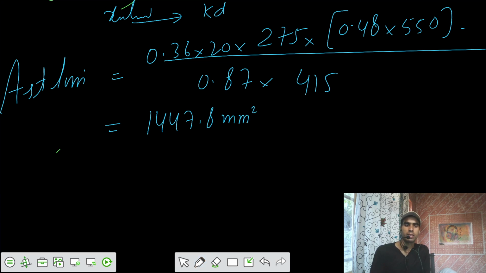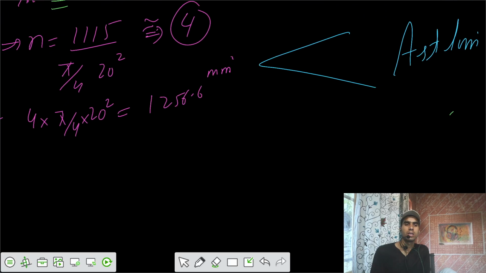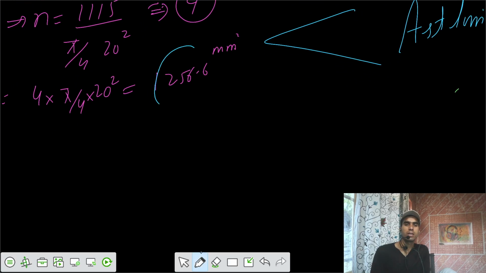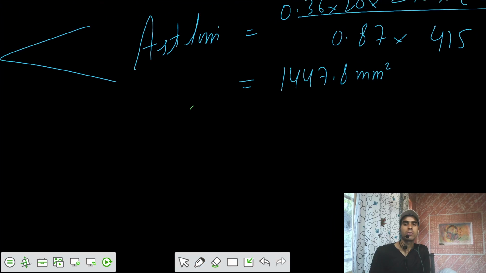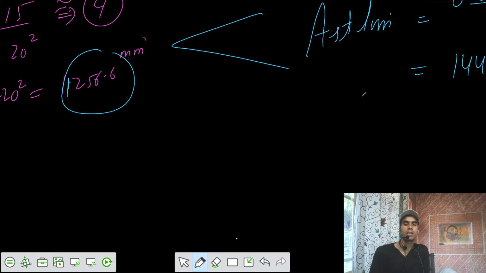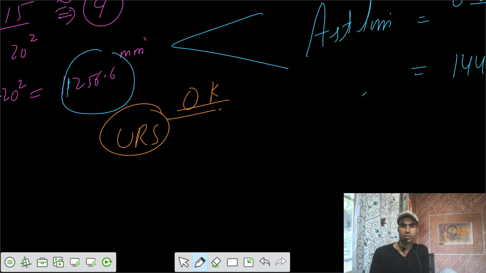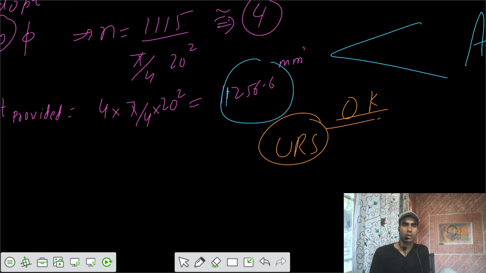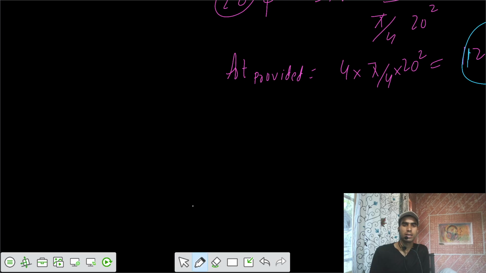And now you compare AST versus AST limiting. Your AST provided is 1256.6 and limiting value is 1447. So this condition is satisfied. So I would say okay, it is safe, that's URS. Section is under reinforced. So finally I am going to provide 4 number of bars.